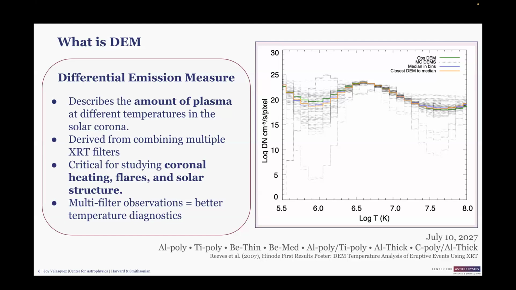So the two things I'd like to draw your attention to are the green curve, which is the DEM derived from the observed intensities, and the black dotted line, which is the Monte Carlo trials, and shows you the uncertainty in the solutions.